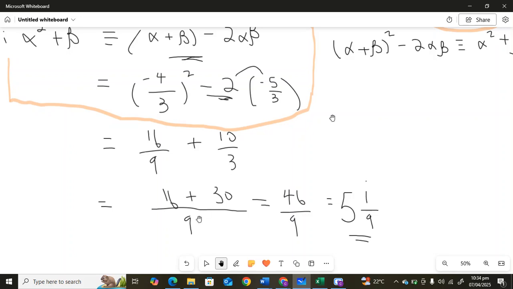Fractions. 9 divided by 3, that is 3. 3 times 10.